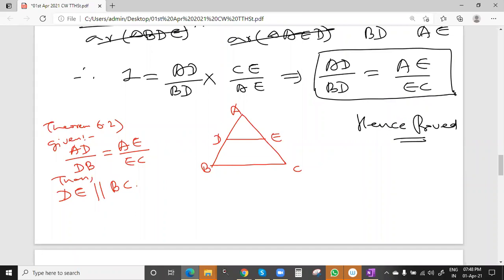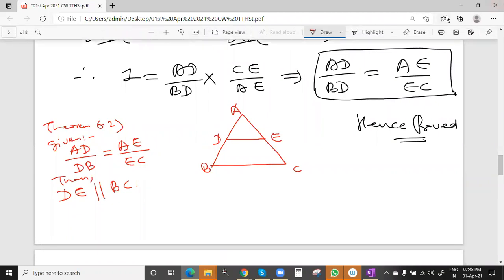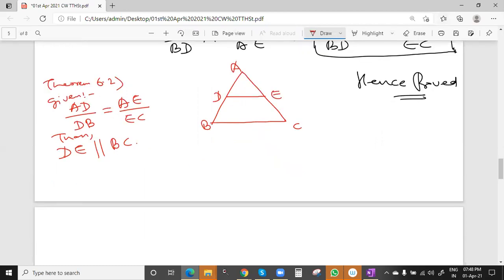Correct, because this is the reverse of 6.1. In 6.1 we had D and E as points on AB and AC, and DE is parallel to BC. Then D and E will divide sides AB and AC in an equal ratio. That means AD by BD will be equal to AE by EC. The reverse of this is 6.2, that if AD by BD is equal to AE by EC, then we can say DE will be parallel to BC.